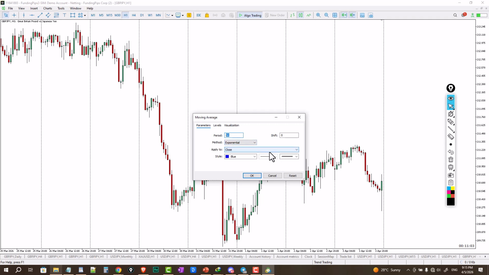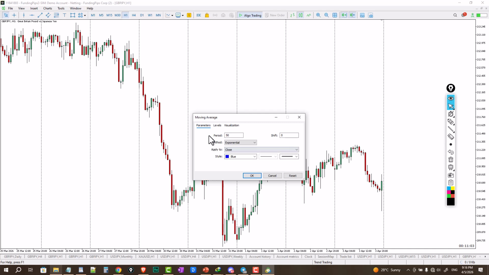But for this example, we're just using a simple setup, a 50 period exponential moving average, and we're applying it to the closing price. When we say apply to, that simply means which price you're using for the calculation. If you used the open, the trading platform would take the opening price of the past 50 candles, add them up together, and then plot the line on your chart. That's simply what it means. So let's use the closing price because this is what is most common in the markets.